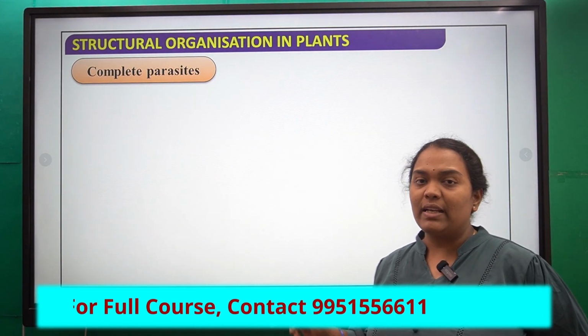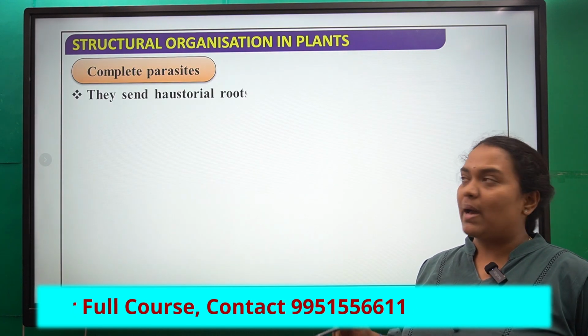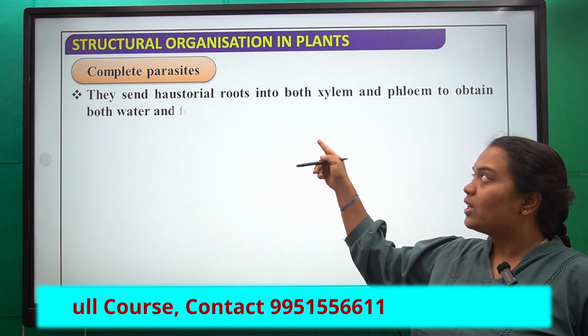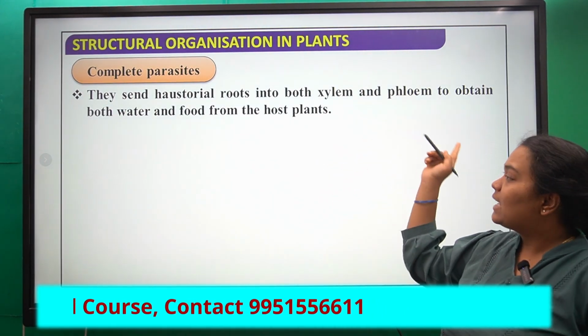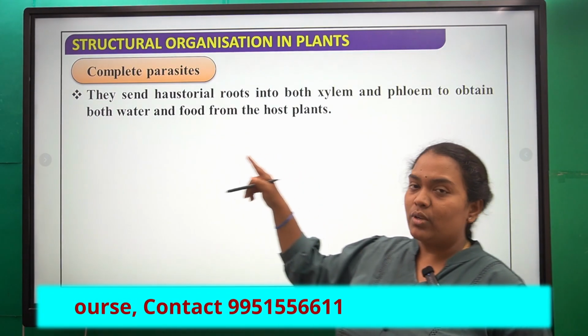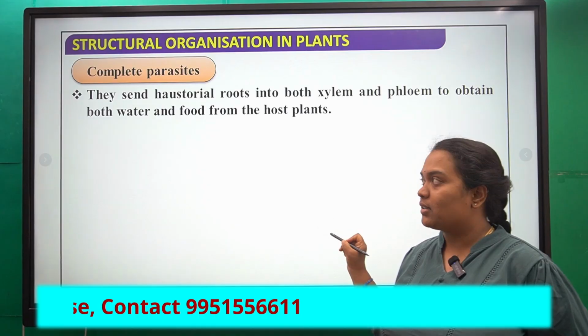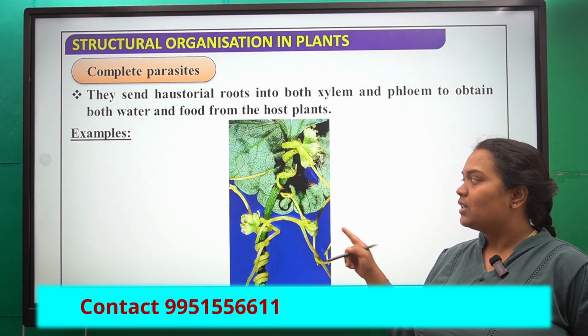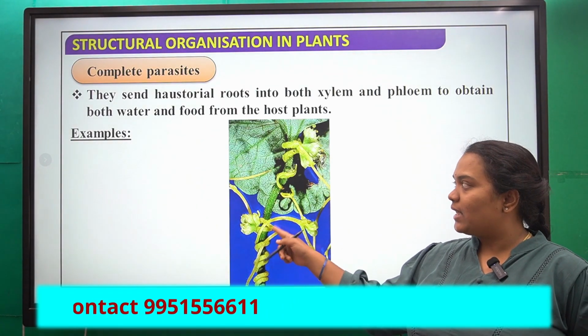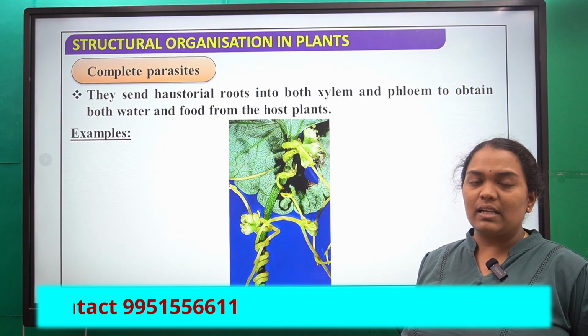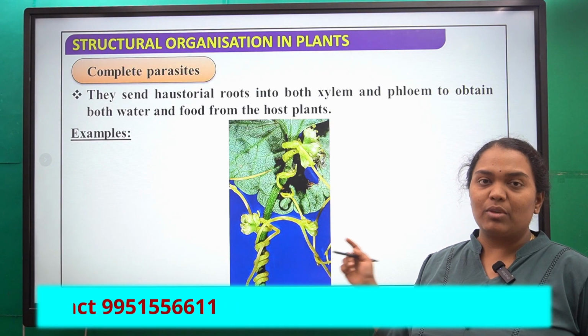Next is complete parasite. So what is a complete parasite? They send the haustorial roots into both the xylem and phloem to absorb or take up water along with the food materials from the host plant. An example is this, where this twiner is taking up the materials, that is both the food and water from the host plant.